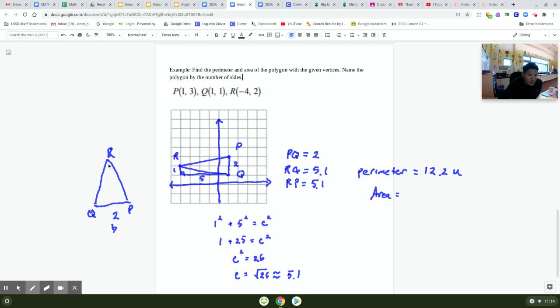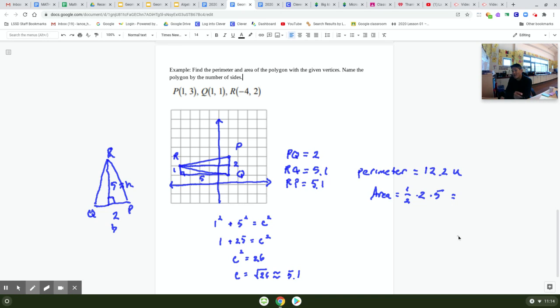Then the height of the triangle would be from R. That makes a right angle to QP, or it's also called perpendicular. So this right here, that segment would be the height. And then that segment would be, or is, 5 units in length. So that's the height. Then I could use the area is, some of you might say base times height divided by 2. I usually just say 1/2 base times the height. It's the exact same formula. 1/2 base, which is 2, times the height, which is 5.